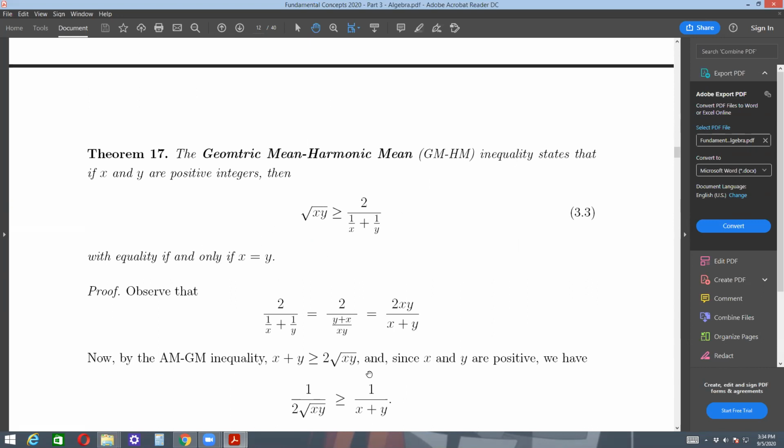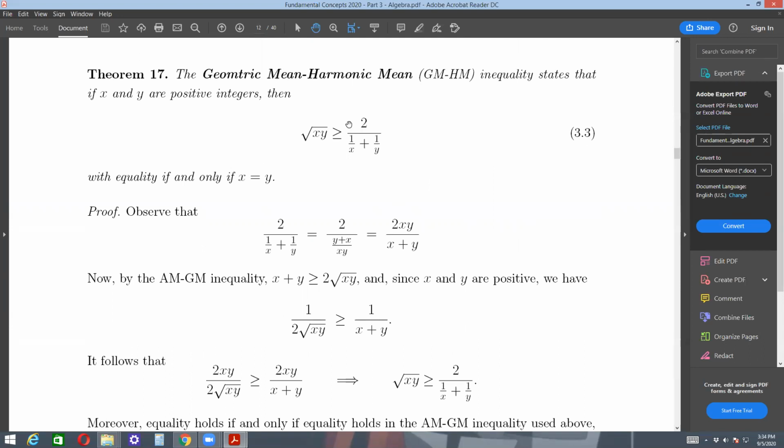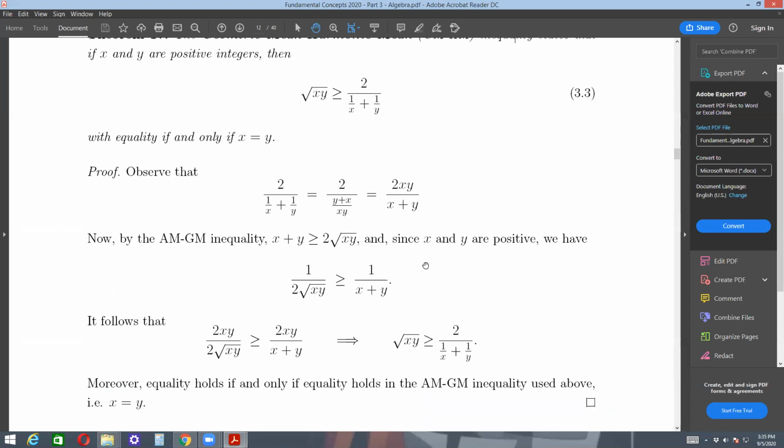So how you prove this is start with the right-hand side, 2 divided by this, because this is much more complicated than this. So start with the more complicated part, right? Simplify the denominator, and then simplify the whole thing, just multiply above and below by xy. So you get this, right? Now by the AM-GM inequality, the denominator is greater than or equal to 2 square root xy.